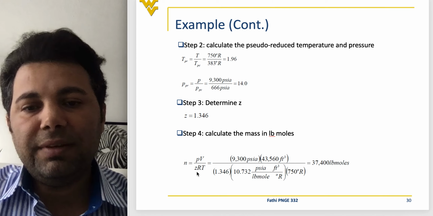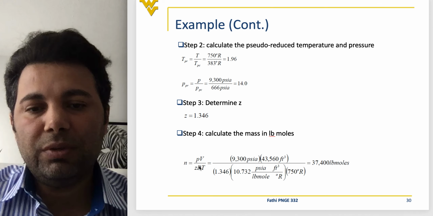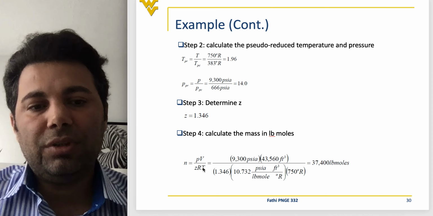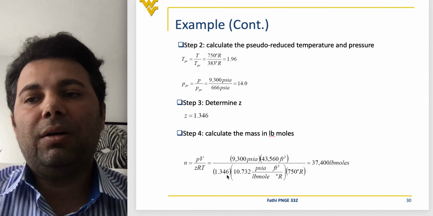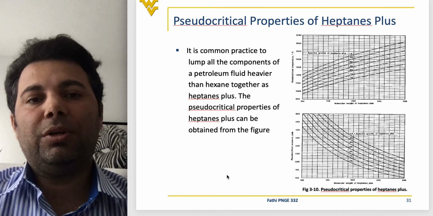So I have the Z value. PV equals ZnRT, so n is PV over ZRT. Pressure is given, volume is given, R and T are given, and the Z we just calculated. So I can find the pound mole of the real gas mixture using the equation of state.